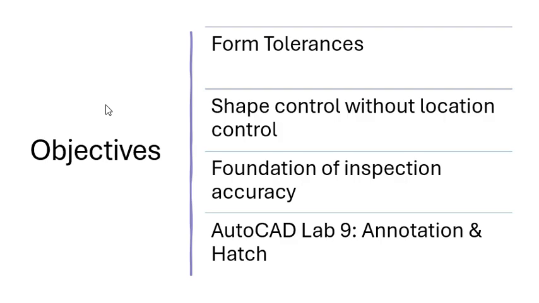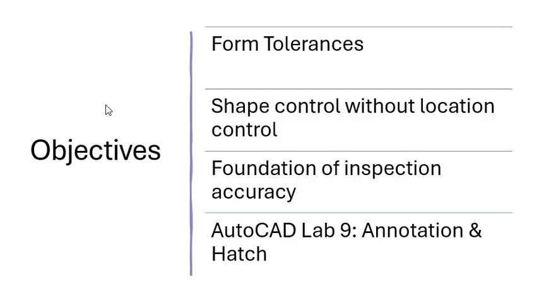So anyway, the form tolerances control only the shape. They don't control the location. That's a very important point that you need to know. And of course, it is a foundation of inspection, accuracy, and quality control. Quality control is always there for any manufacturing. We can't get rid of it. It's always there, very powerful, by the way.